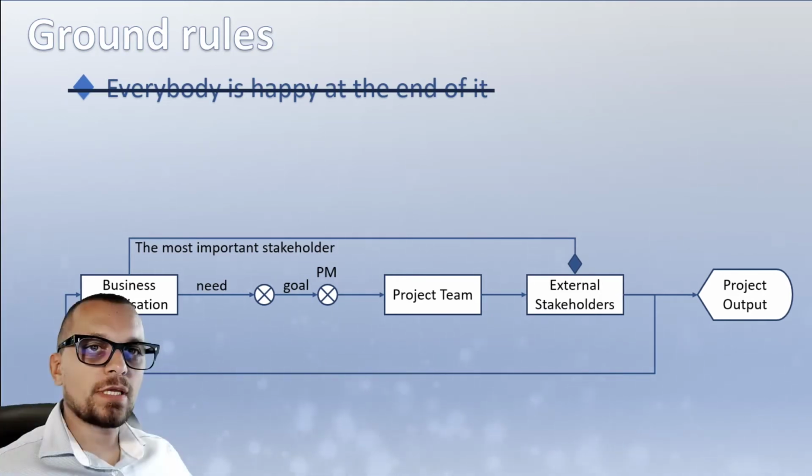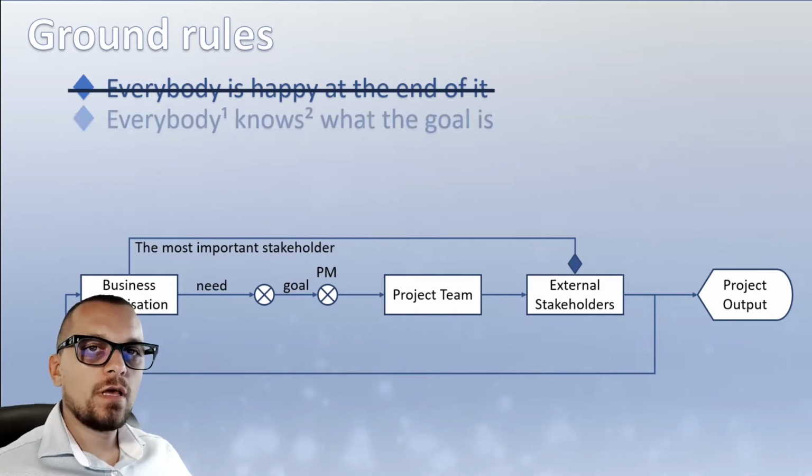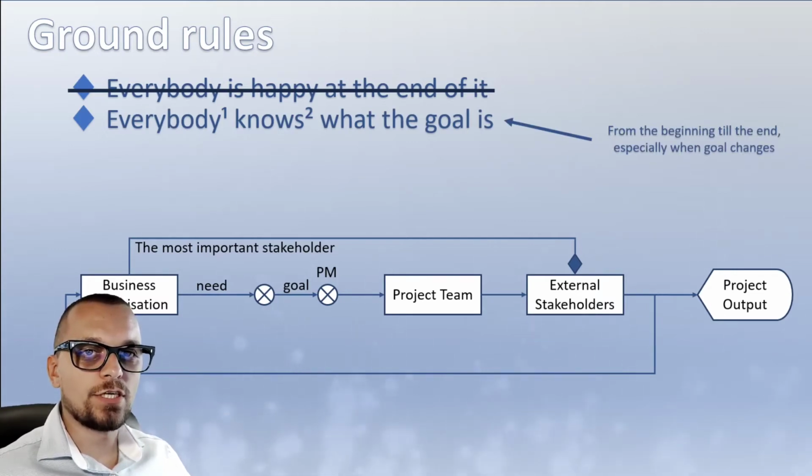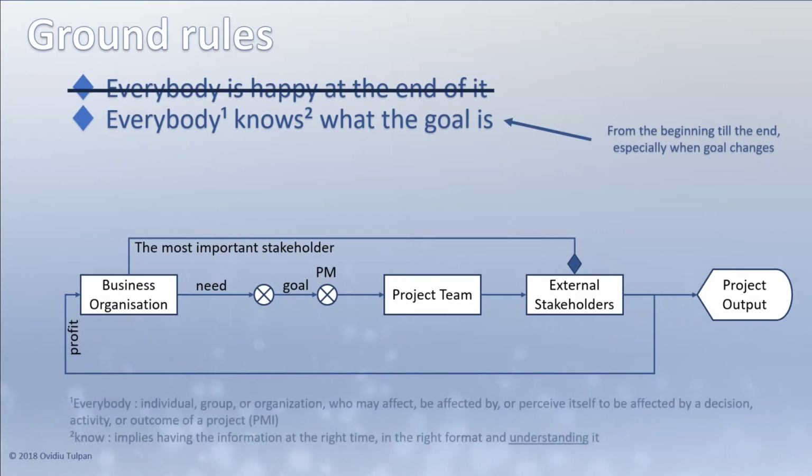An important aspect enabling the success of a project is having everyone knowing what the goal is. And that is from the beginning till the end, especially when the goal changes. And by everyone, I mean every individual, group or organization which may be affected by, or perceive itself as being affected by a decision, activity, or outcome of a project. This is the definition from PMI. And knowing implies having all the information at the right time, in the right format, and most important, understanding it as well.